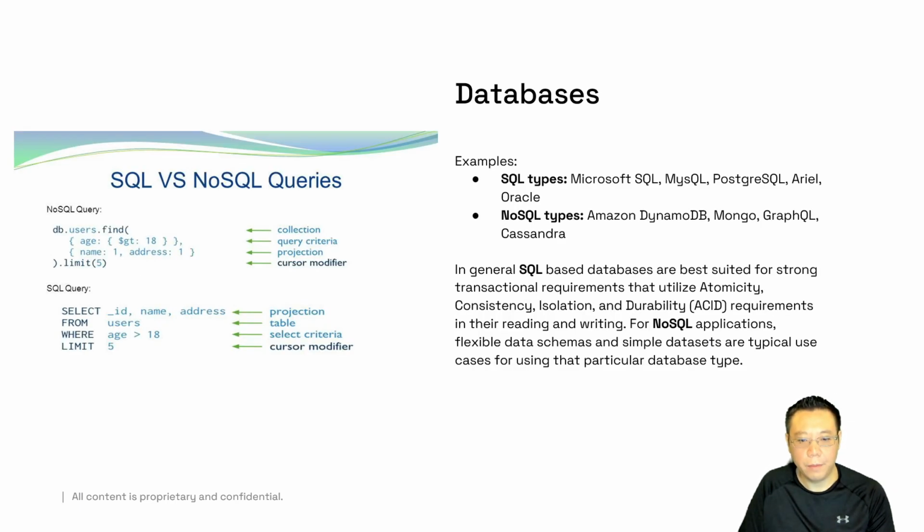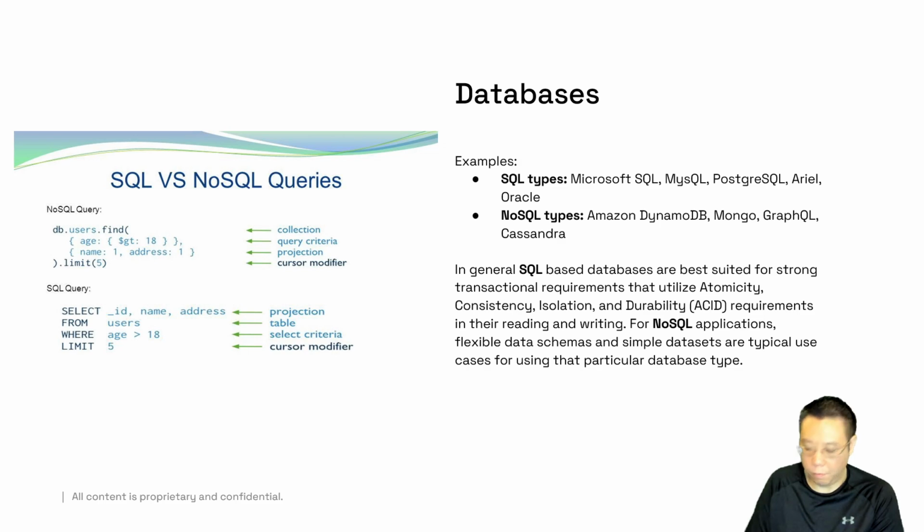Okay, welcome back. Went ahead and moved on to the slides. Another way to redirect standard out is to output it into a database. So other than a file, you can actually write it into databases. There are two types of databases, SQL and NoSQL type databases. SQL type, which means structured query language, includes Microsoft SQL, MySQL, Postgres, Aurora, and Oracle. And some NoSQL types include Amazon DynamoDB, Mongo, GraphQL, and Cassandra.